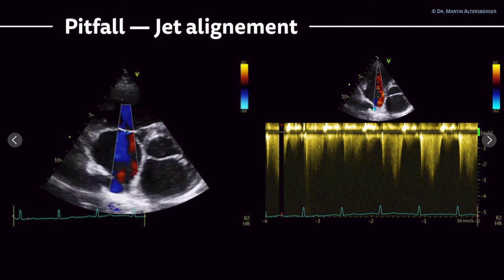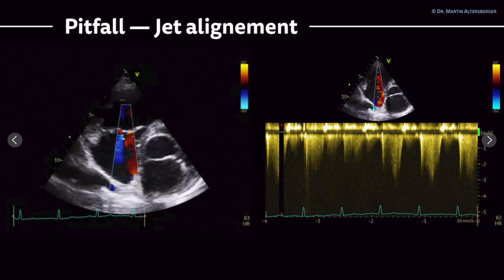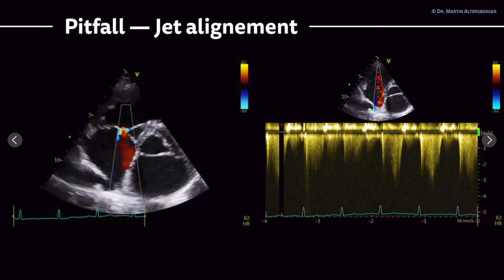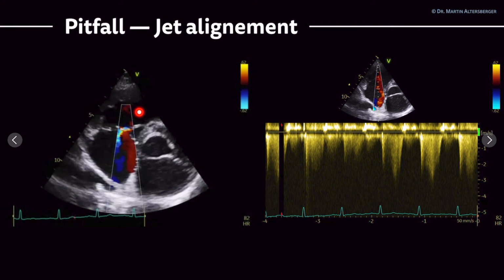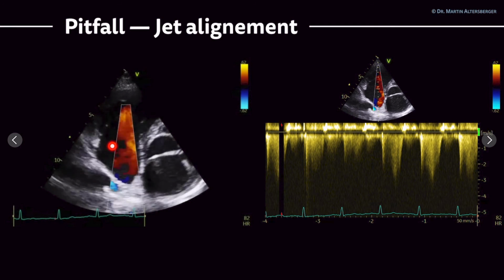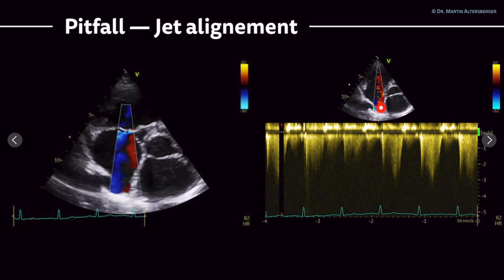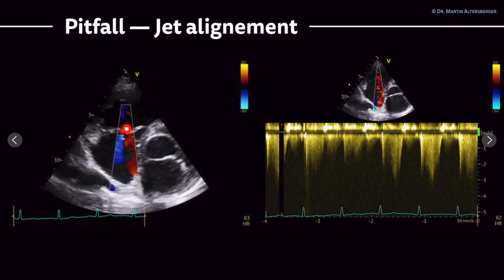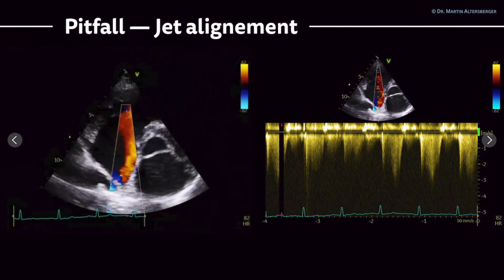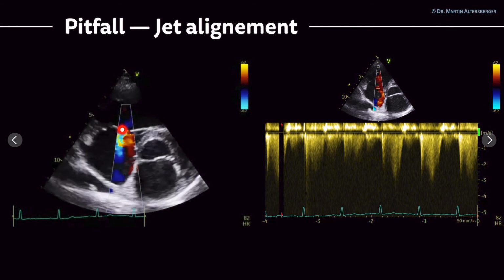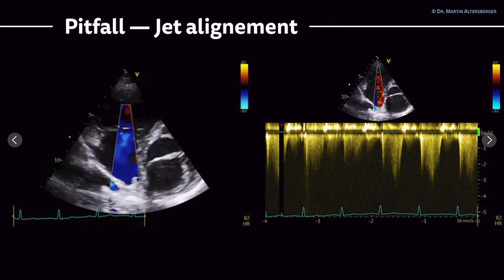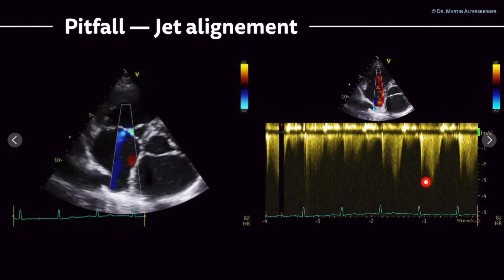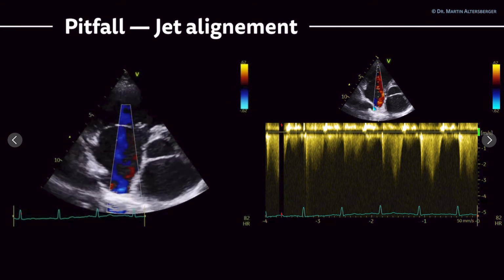A very important pitfall is that the jet has to be aligned optimally to perform continuous wave Doppler measurements. In this case, you see that's the tricuspid valve and the jet is a little bit eccentric. So with the continuous wave Doppler in this alignment, which would be seen like this, you can never measure the true peak velocity because you are not aligned properly. And this is also resembled in these signals. This is definitely not a good signal for the tricuspid valve.